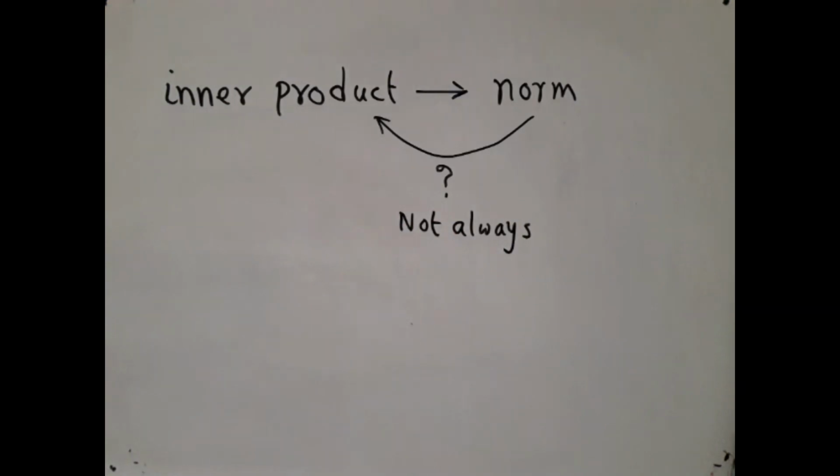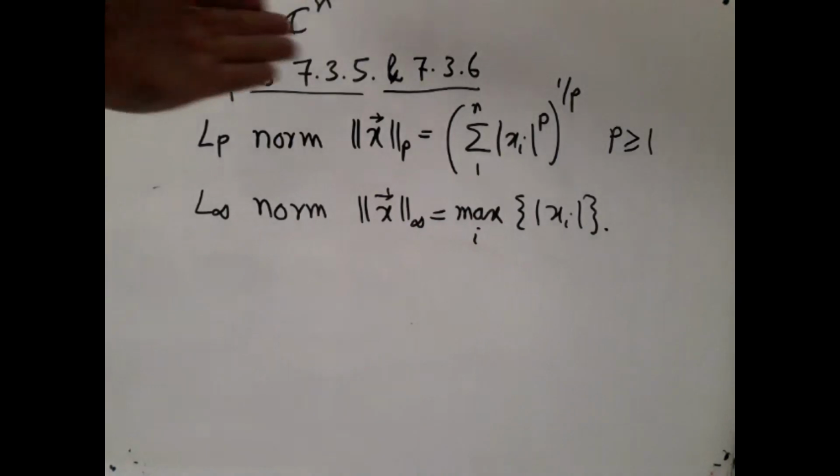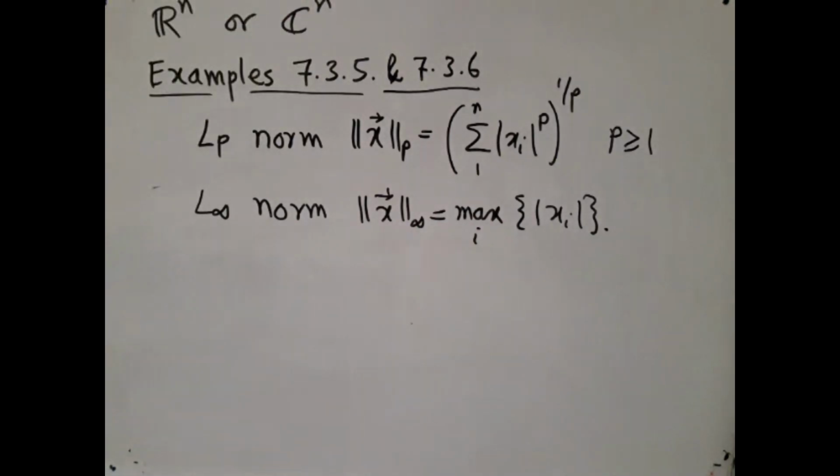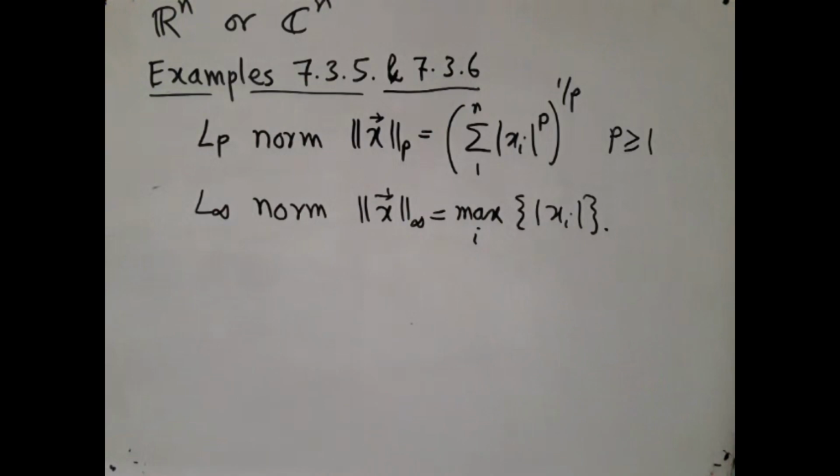The book gives a few such examples, but those norms are very rarely used in linear algebra with finite dimensional vector spaces, so in this video, we shall review those norms only briefly. These examples are either over Rn or over Cn. They are given in example 7.3.5 and 7.3.6 in the book. The first is a family of norms called the LP norms, and it is defined like this.